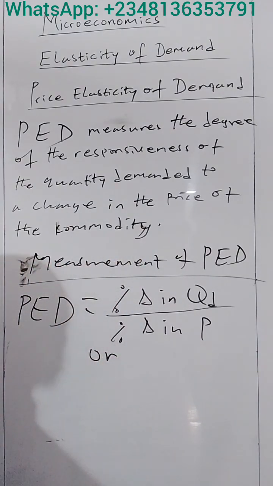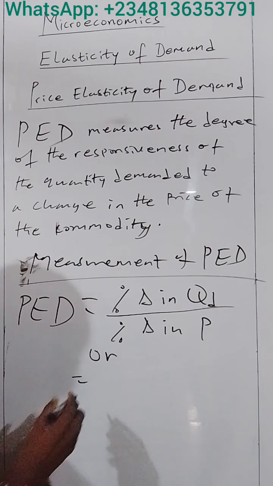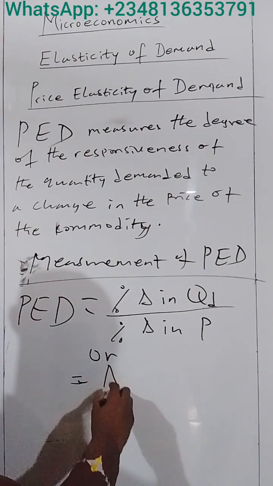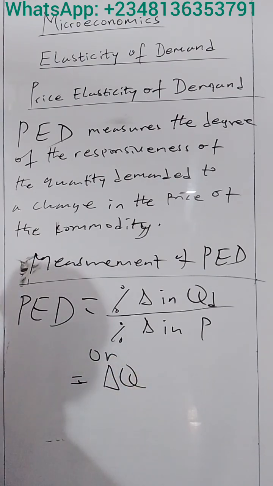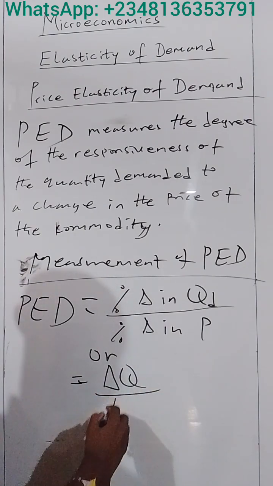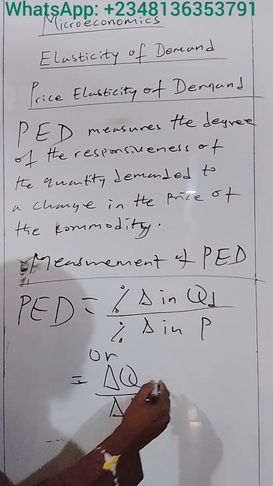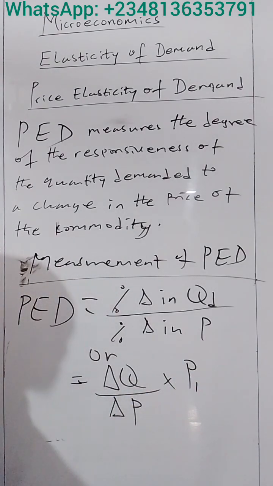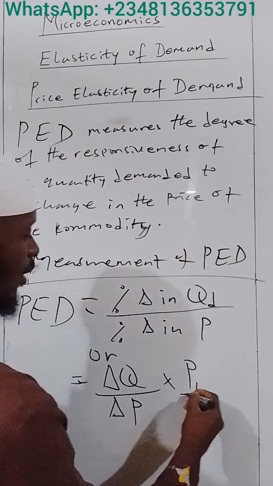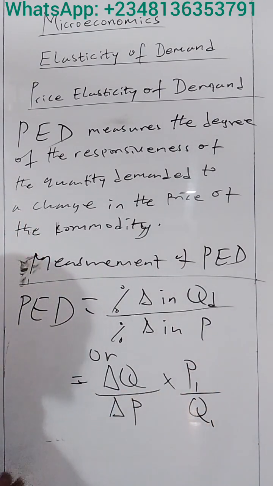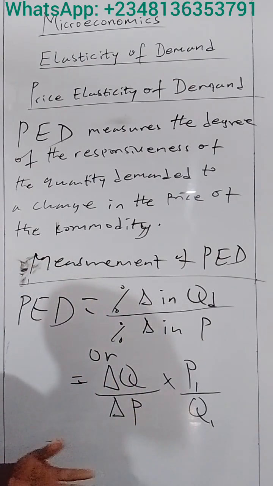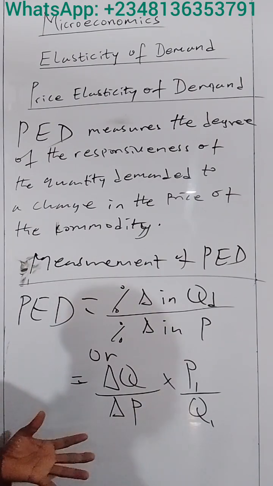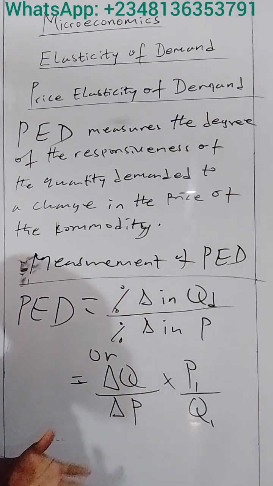An alternative formula we can use is the change in quantity demanded divided by the change in price of the commodity, then multiplied by the initial price of the commodity before the change in the price, divided by the initial quantity before the change in the price of the commodity. So either of the formulas will give us the same answer. We expect the price elasticity of demand to be negative. That is the coefficient, the figure we are going to get, we expect it to be negative.